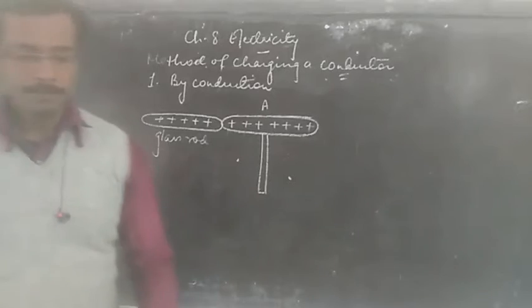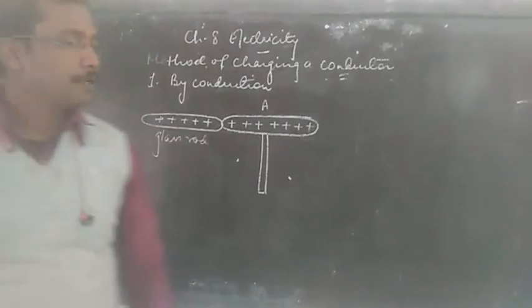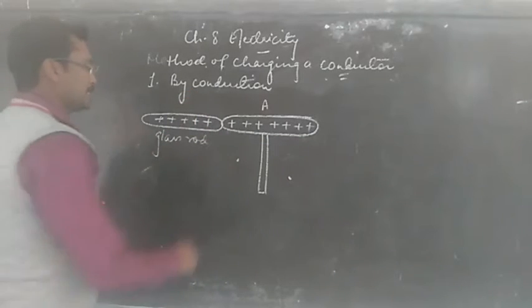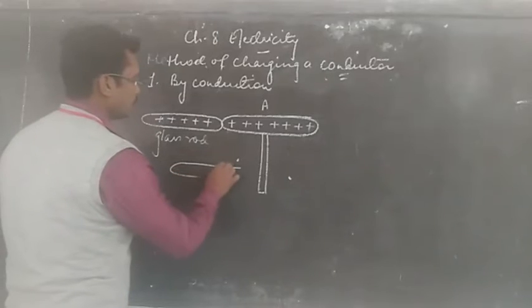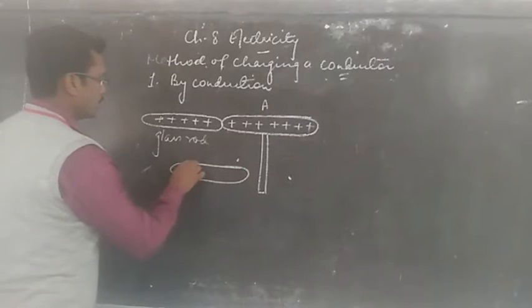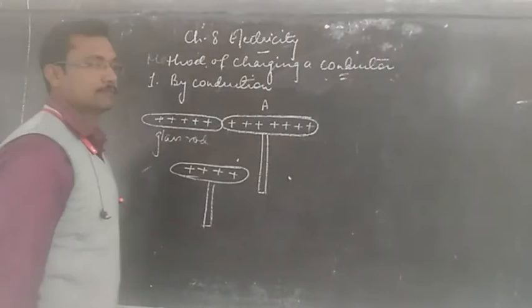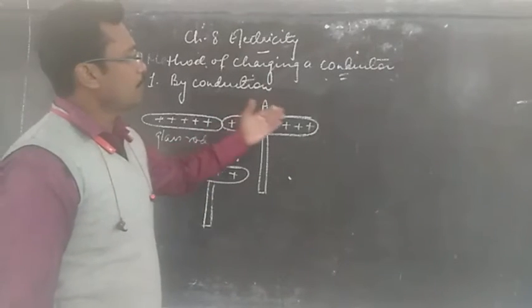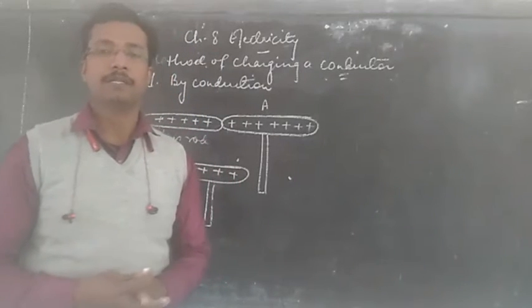Now suppose we remove this glass rod. The charge in the conductor will not be lost and it will retain this positive charge. This is how it works.